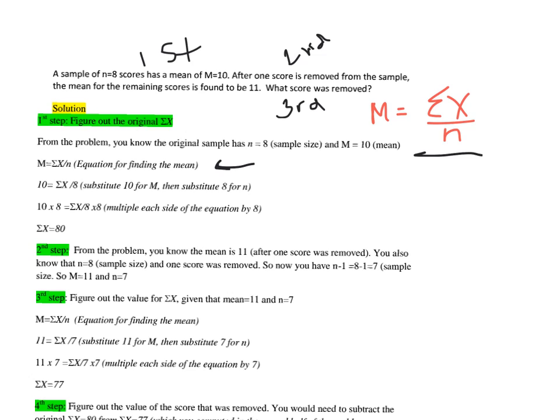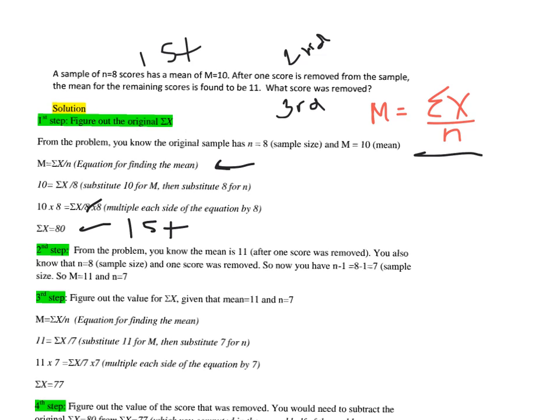Then by algebra, what we know is that in order to get a value to drop out, we multiply it by itself. So we have in the denominator the sample size, which is 8. We're going to multiply by 8 on both sides. On the right-hand side, it will drop out, and so we'll end up with the sum of x equals 80. All right, so that solves our first step. That's our first answer: we have 80.